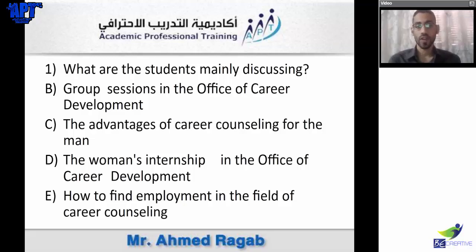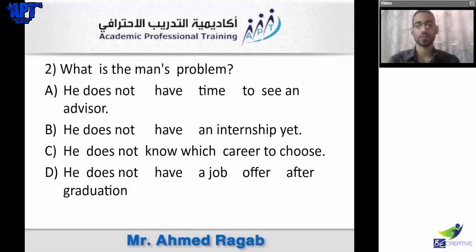Now, the first question here, what are the students mainly discussing? Group sessions in the Office of Career Development, advanced career counseling for the man, the woman's internship in the Office of Career Development, how to find employment in the field of career counseling. Okay, so yes, it was mainly about the man. She was telling her story to him. So it's the advantages of career counseling for the man. Very nice. Go next to the next question.